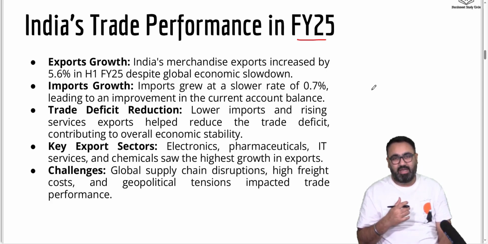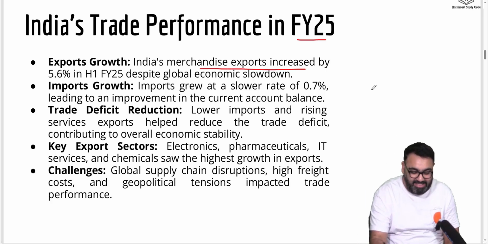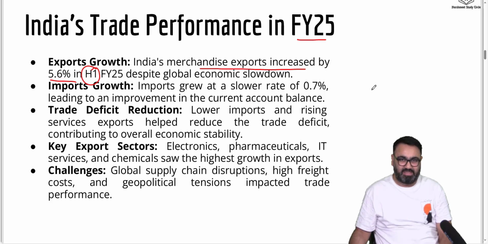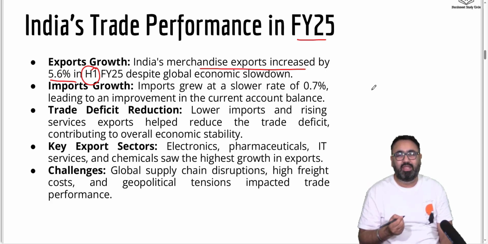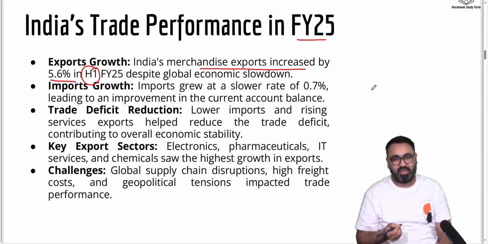So it says, number one, India's exports have grown considerably, which is a very good sign. India's merchandise export has increased by 5.6% in the first half of the year, which is a good thing because it was an era of global slowdown. Most of the countries around the world were not growing at a very fast pace. So in that scenario, to have your export grow considerably is a very, very good sign.